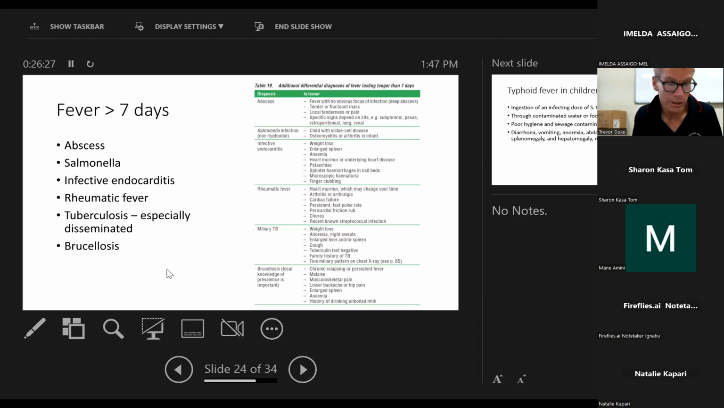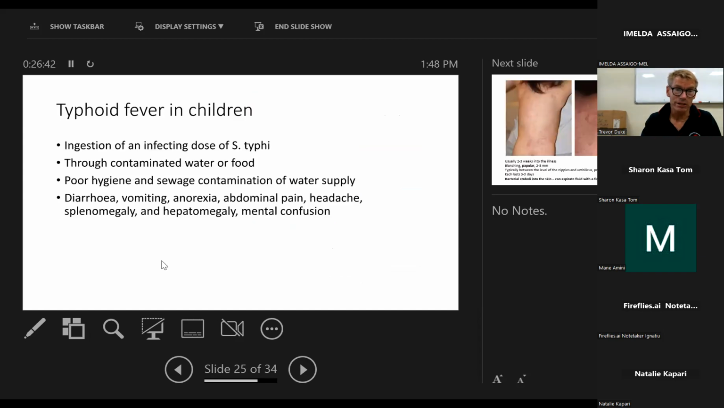So remember, when you see a child with fever, just think about: is it a fever with localizing signs, fever without localizing signs, fever with a rash, or fever lasting 7 days? And realize that there is overlap between all 4 groups, but it's good to think about each of them.